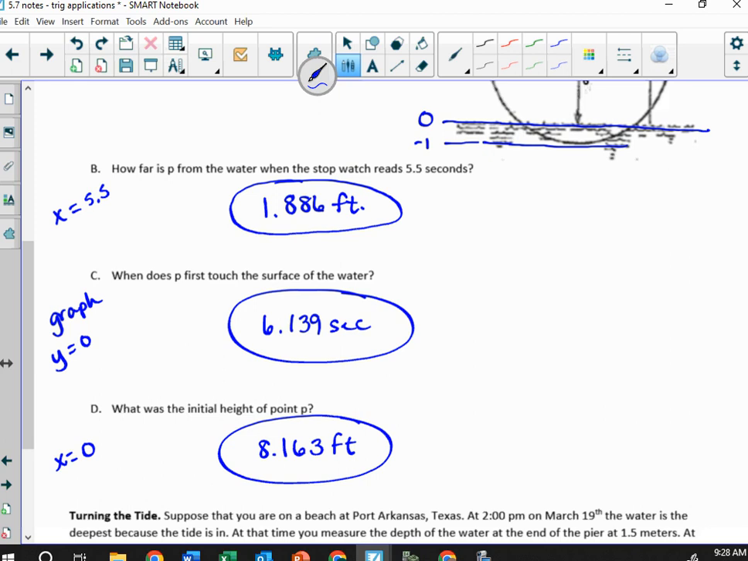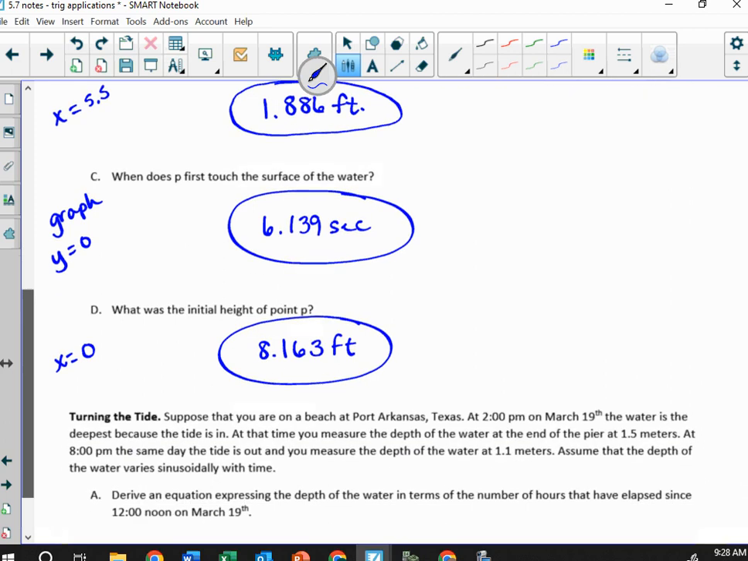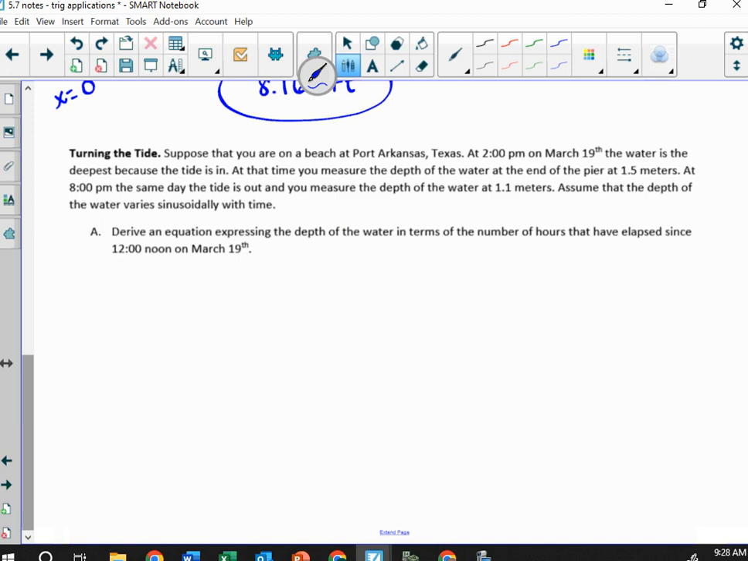Okay, one more to get through here, guys. And we're going to do this one together because it is slightly different. All right, we're talking about the tide in this problem. So we're on a beach at 2 in the afternoon on March 19th. That doesn't sound like the warmest day to be at the beach, but I guess in Texas, maybe it's not too bad.